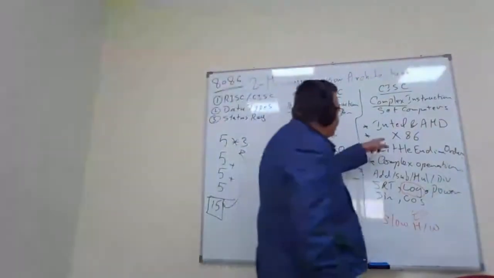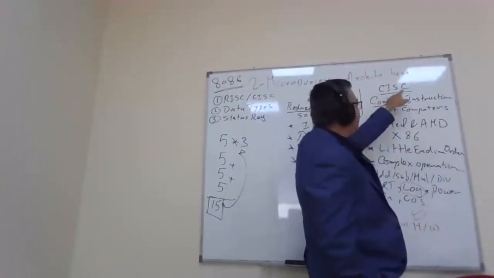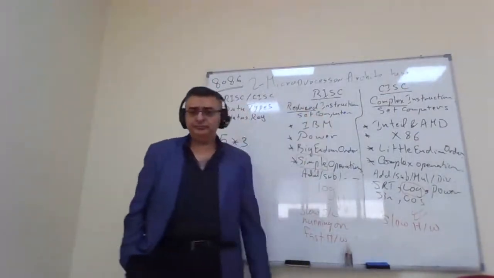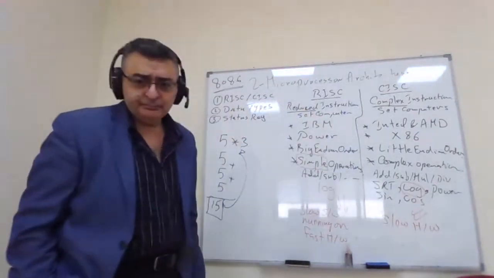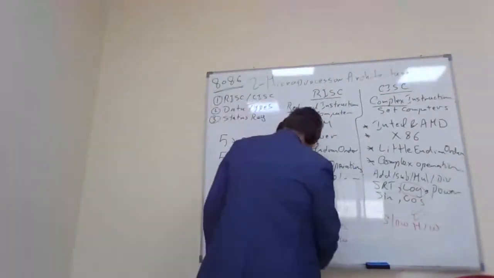Yes, x86 is produced by Intel and AMD, and it is a CISC machine. Power is a RISC machine. Agree? Make sense? Any question?